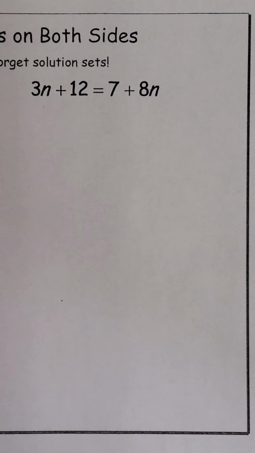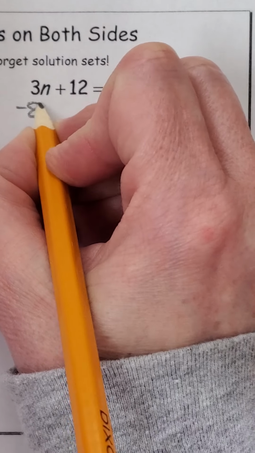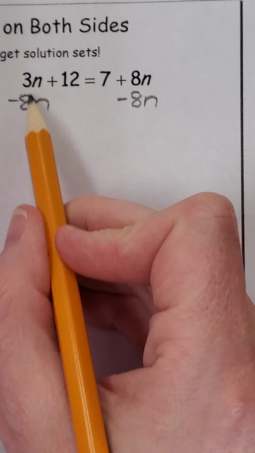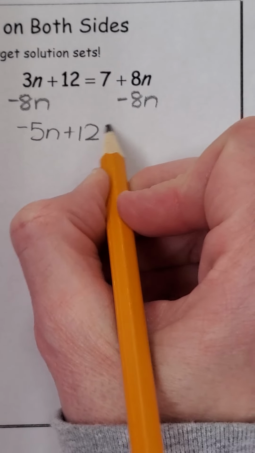So then the next step would be to add or subtract the monomial to both sides of the equation. Well, what's the opposite of 8n? Minus 8n. And now we have to simplify. So we have to simplify the left side. 3n minus 8n plus 12. We can add those n's together. And that's why I tuck them underneath, so that I know what I can add together. Plus 12. Okay.